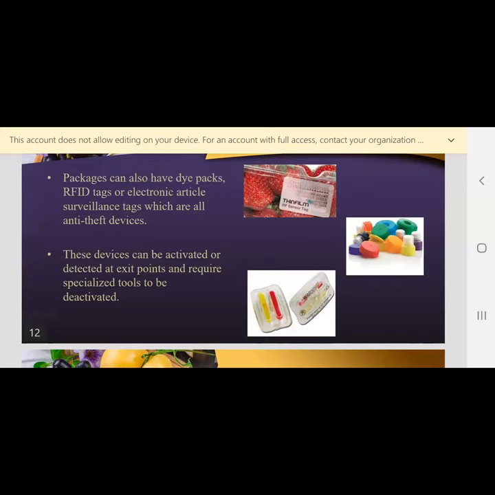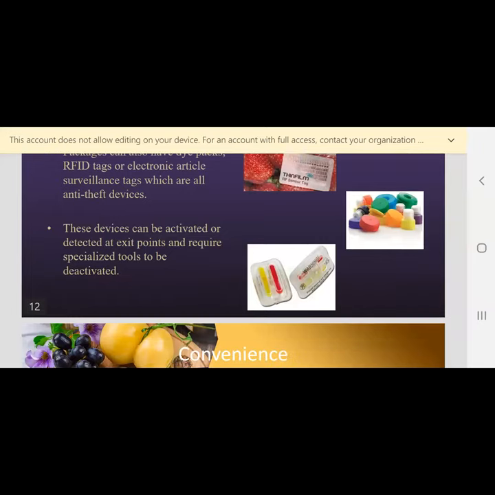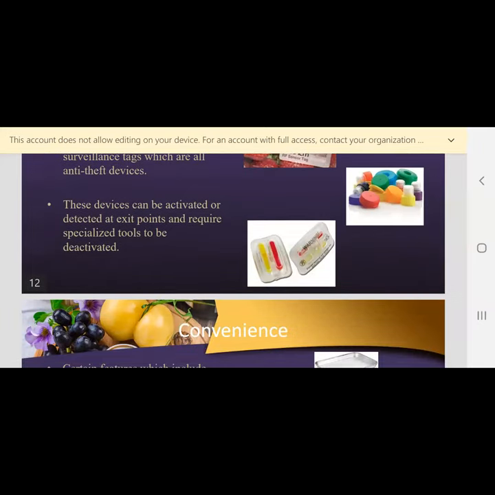Basically, it is also an electronic sensor-based tag. By specific tools, we can check it. For specific needs, it can be used in food. So these are all the security tools.